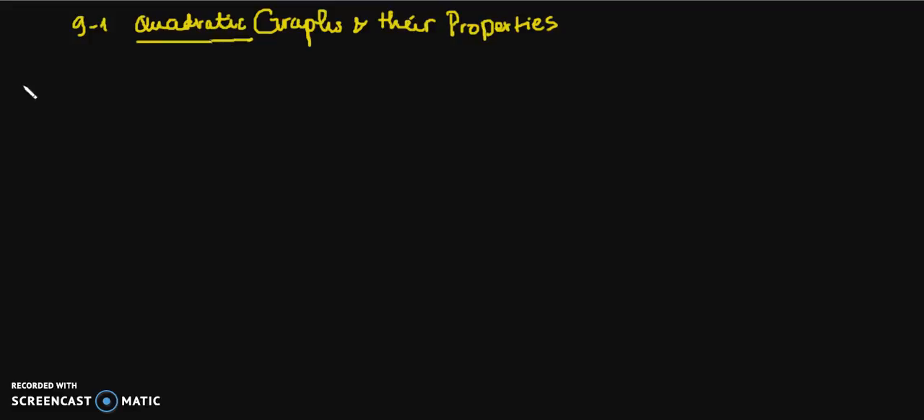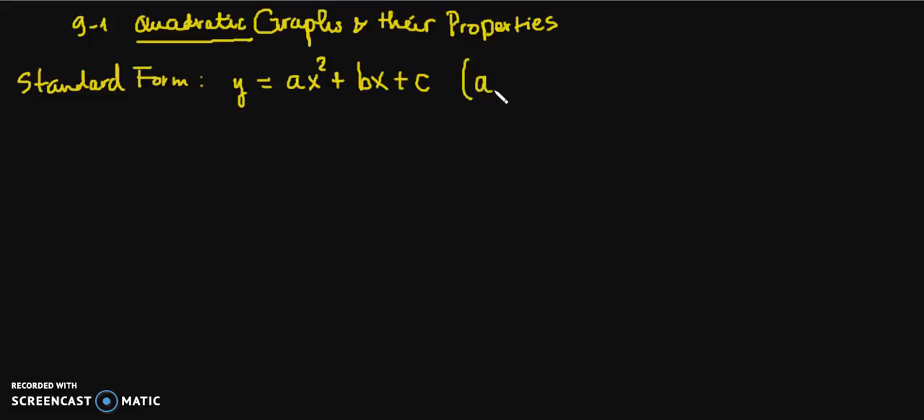Okay, and the standard form for this quadratic function is y equal to ax squared plus bx plus c, with the condition that a has to be different from 0. The reason a has to be different from 0 is because if it is equal to 0, the function becomes y equal to bx plus c, and it becomes a linear function.